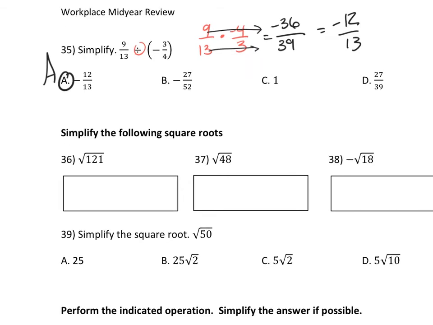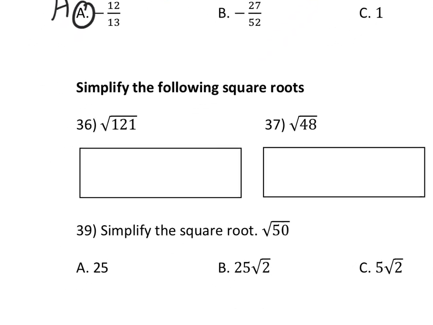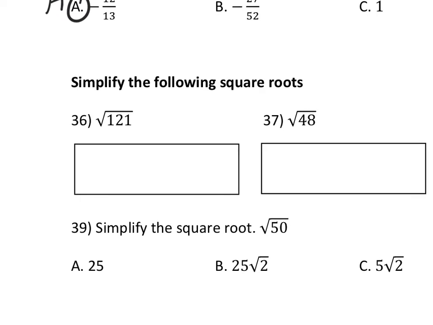Okay, simplifying square roots. So with these, remember, always first just try it in your calculator, see if it happens to be a nice number. So to get the square root symbol, you hit the second button and then x squared, and that'll give you that square root symbol. So let's go ahead and try that for 36. You do second x squared and then 121, hit enter, and it turns out it is a nice number. Square root of 121 is 11.